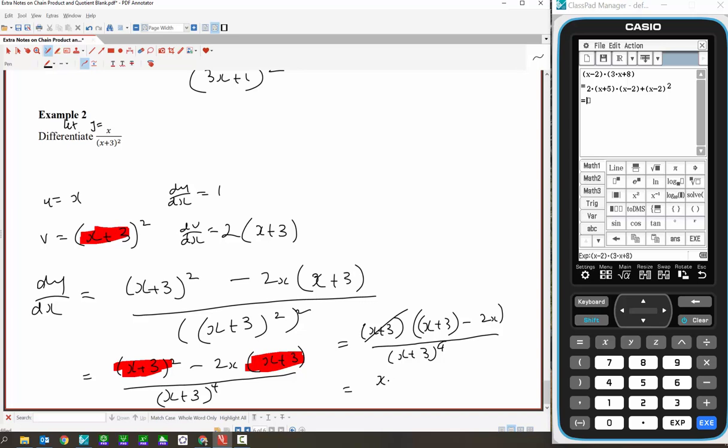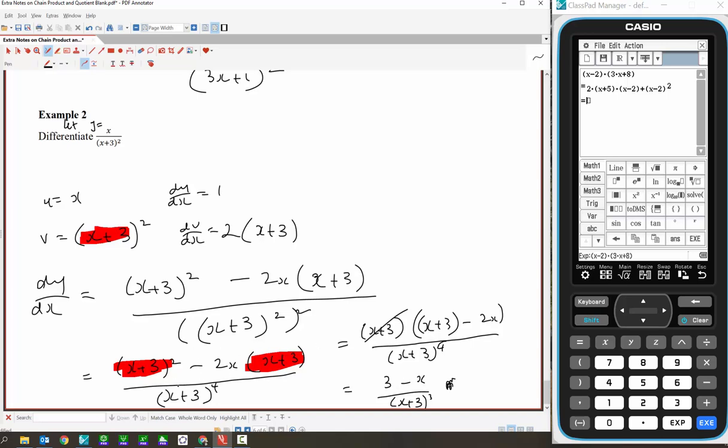And we've got in the numerator x take away 2x. So we've got 3 take x all over x plus 3 to the 3. Can I go on better than that? Minus 1 comes out. No, that's the best I can do. Alright, forget that. So there is probably a more simplified version there.